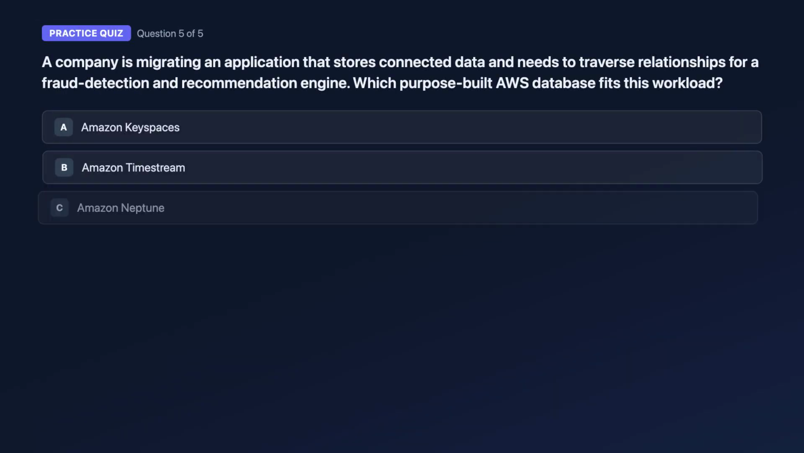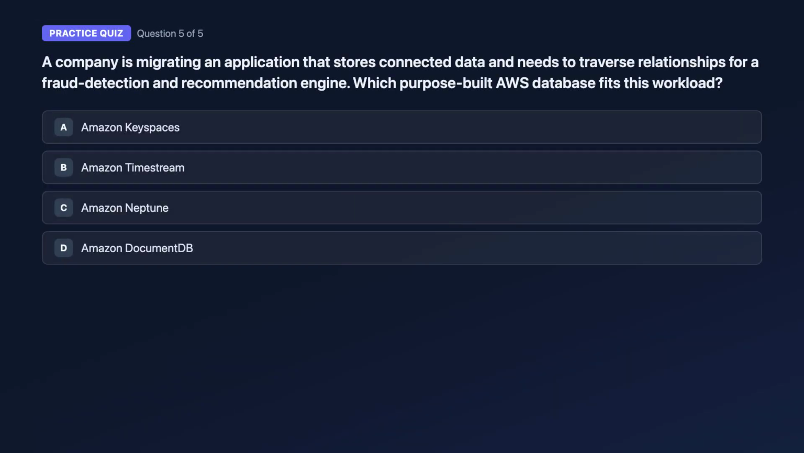Last one. Question 5. A company is migrating an application that stores connected data and needs to traverse relationships for a fraud detection and recommendation engine. Which purpose-built database fits? A, Amazon Keyspaces. B, Amazon Timestream. C, Amazon Neptune. Or D, Amazon DocumentDB. Run the keyword-to-engine rule before you answer.